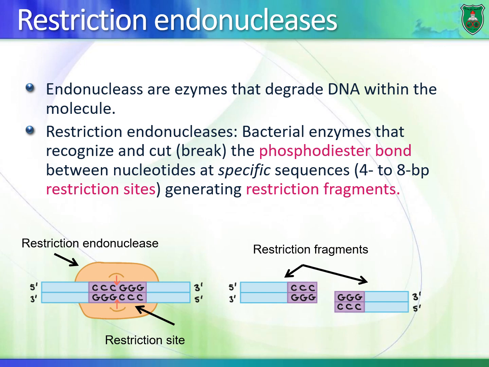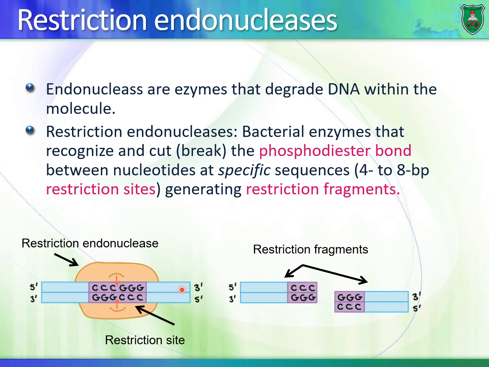Let's start with restriction endonucleases. We talked about restriction endonucleases before, and we said that nucleases are enzymes that cleave nucleic acids, DNA and RNA. Specifically, you have endonucleases, which are enzymes that cut DNA in the middle of the molecule. This is versus exonucleases, which degrade, cleave the nucleotides of DNA from either end. So you have these endonucleases.